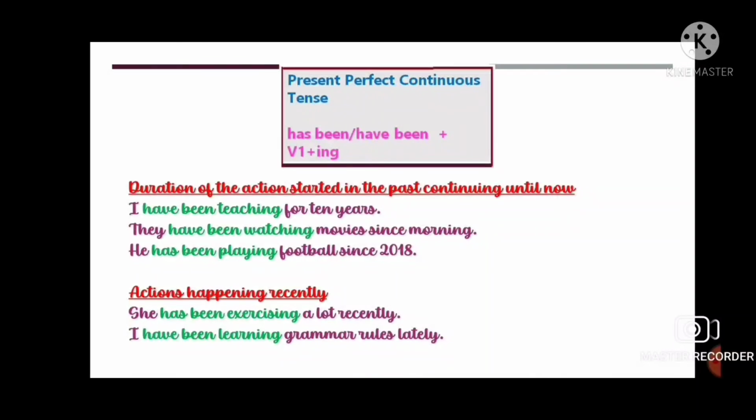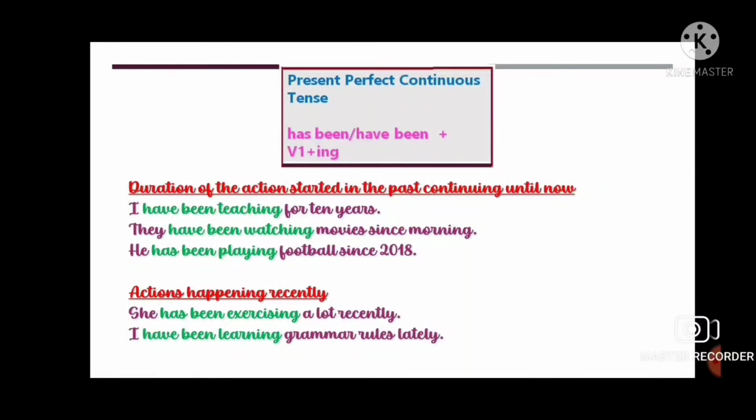They have been watching movies since morning. The action is not completed. They are still watching. He has been playing football since 2018. So from 2018 until now, he has been playing football.